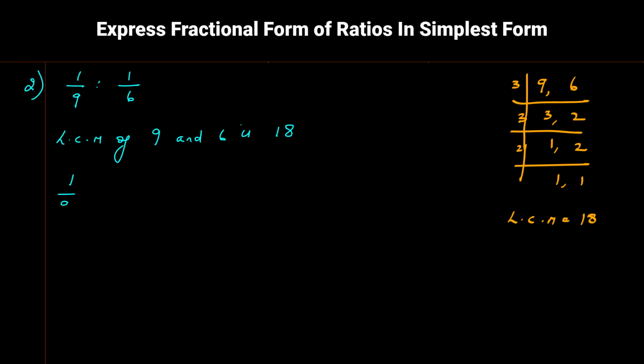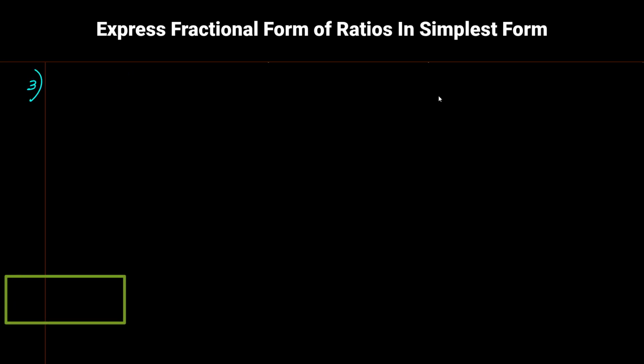So LCM is 18. Now take the first fraction 1 by 9, multiply with 18. Take the second fraction 1 by 6, multiply with 18. Now we can do a direct cancellation. 9 1s are 9, 9 2s are 18, 6 1s are 6, 6 3s are 18. So what do we get? 2 is to 3. So 1 by 9 is to 1 by 6 expressed in simplest form is 2 is to 3.